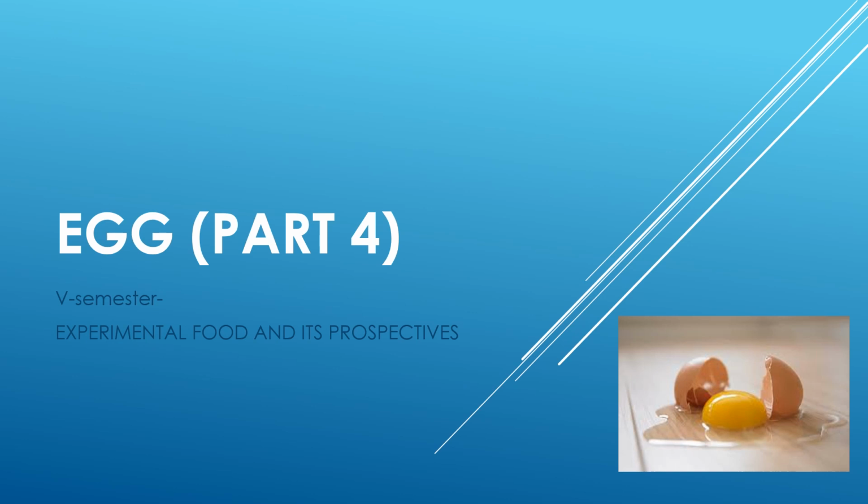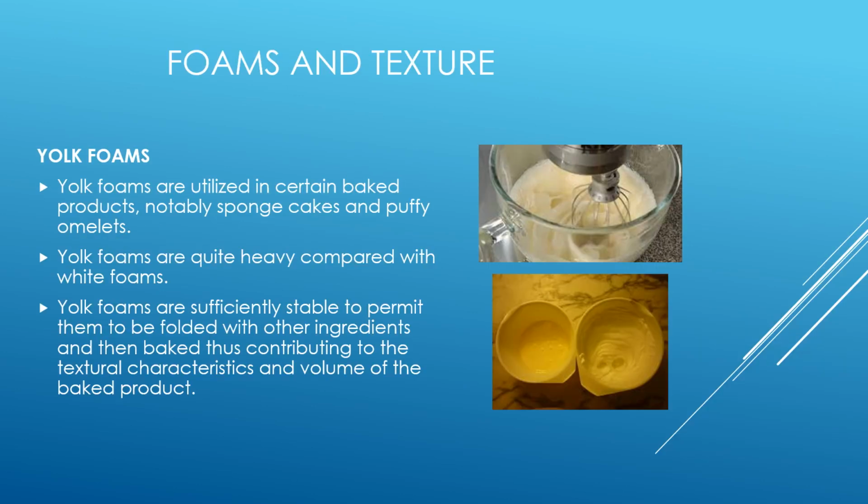Today we will start our fourth and last part from the chapter egg. Since we have learned that eggs give texture to the food, the two main components of eggs are egg white and egg yolk. Egg yolks are used as a foam in many recipes. What are foams? Foams are usually produced by beating the egg white or egg yolk vigorously.